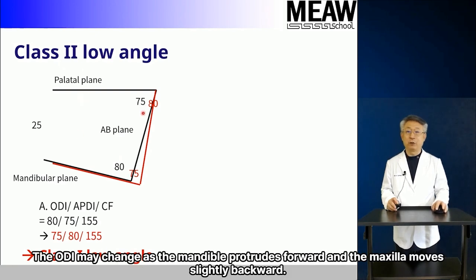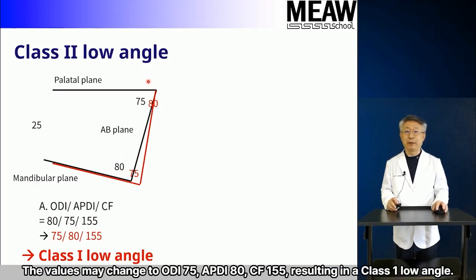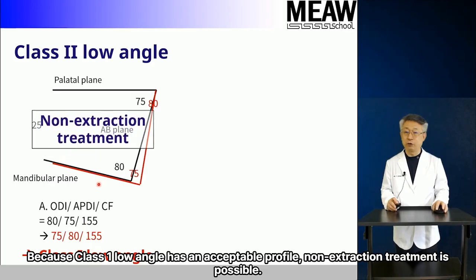The ODI may change as the mandible protrudes forward and the maxilla moves slightly backward. The values may change to ODI 75, APDI 80, CF 155, resulting in a Class 1 low angle. Because Class 1 low angle has an acceptable profile, non-extraction treatment is possible.